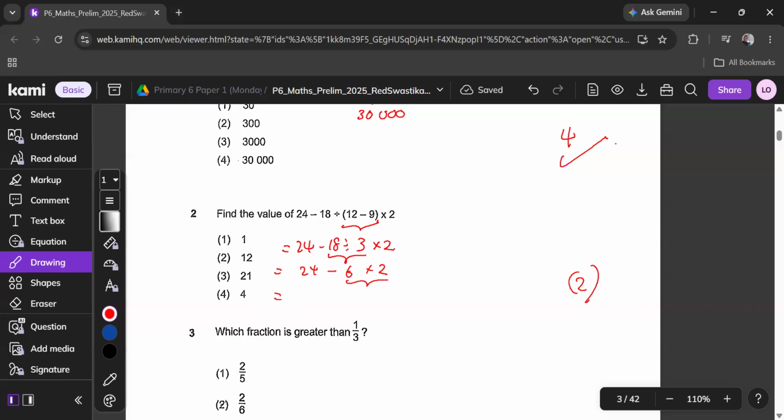Then you do the times. Okay, times is more important than minus. So 24 minus 12. And you get your answer 12.